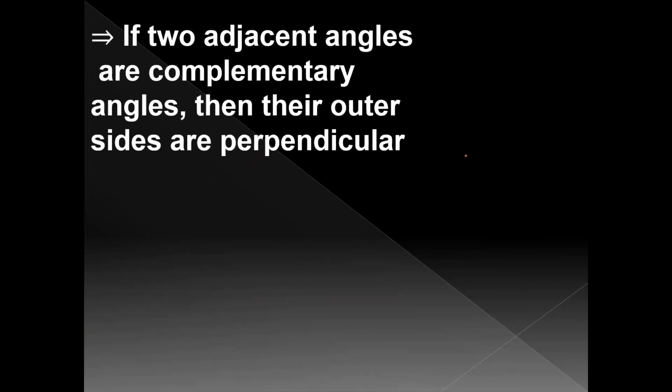If two adjacent angles are complementary angles, then their outer sides are perpendicular. Sure, because the sum is 90 degrees, it means that the two sides are perpendicular. It's a very important remark. If two adjacent angles are complementary, then their outer sides are perpendicular.